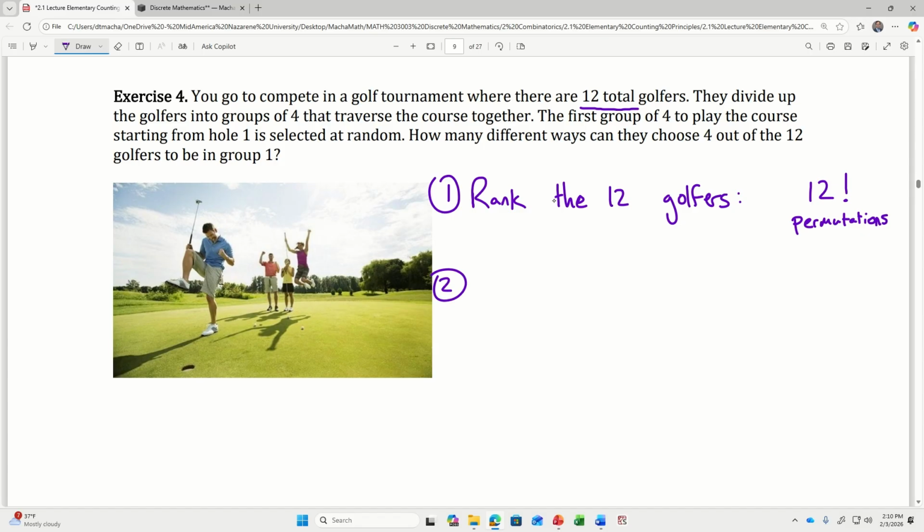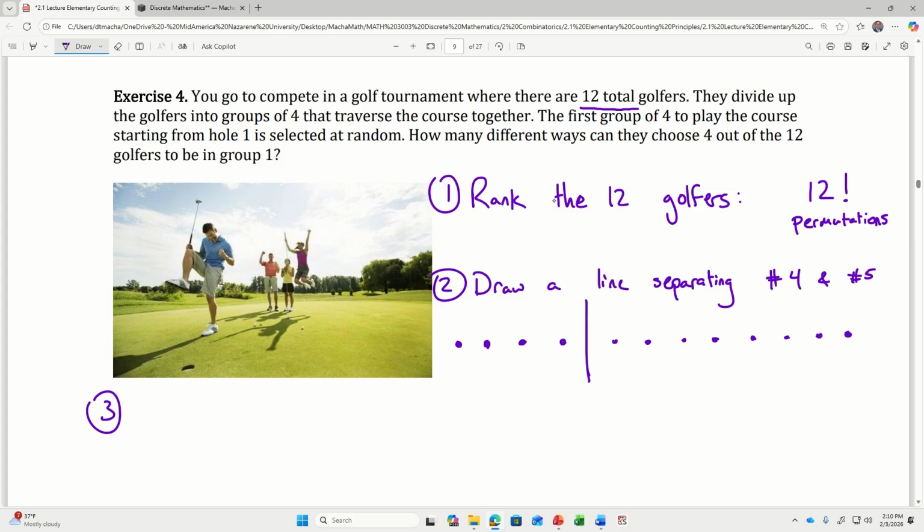Step number 2. We're going to draw a line separating number 4 and number 5. Imagine this. I've got 12 golfers: 1, 2, 3, 4, 5, 6, 7, 8, 9, 10, 11, 12. Each dot gets to be a golfer. And here, there's a line separating these 4 that get to be part of my group and the other 8 that don't get to be part of my group.